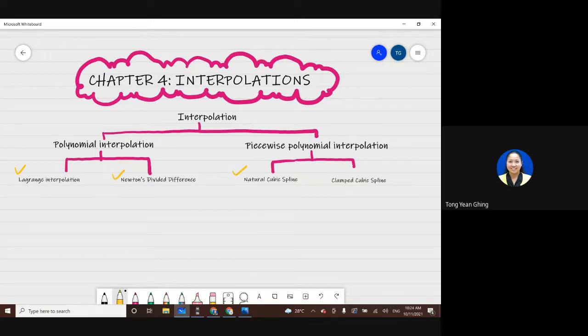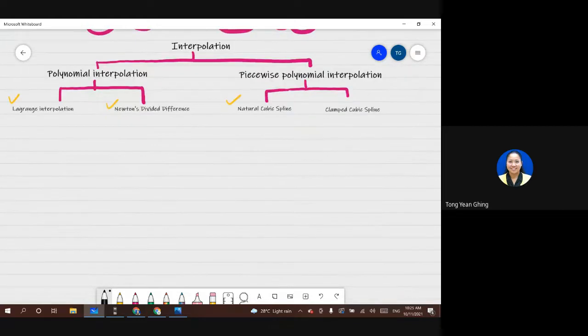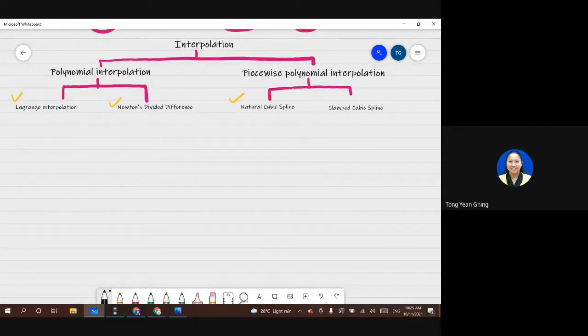So let's start with the Lagrange interpolation. What is interpolation? Basically, let's say we have a set of data. Normally in Lagrange interpolation, we want to estimate a missing value. Let's say we have a graph like this.